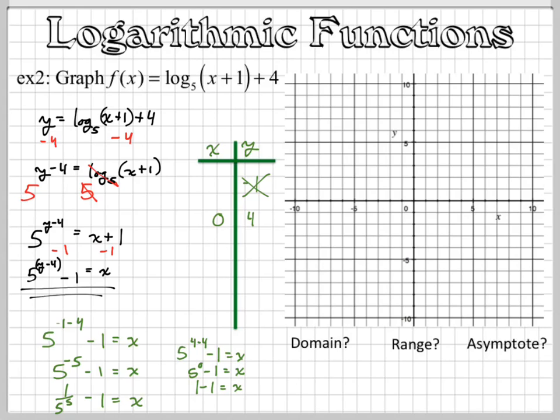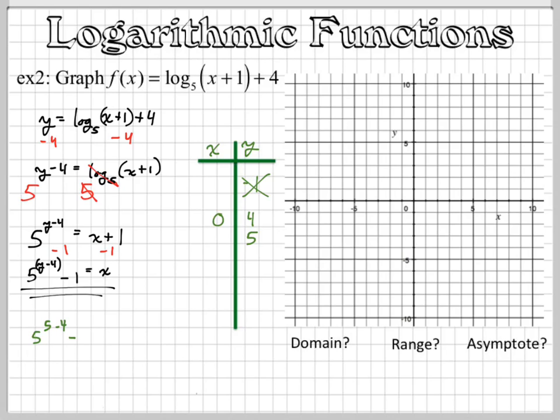Alright, give me another. 5. So I plug in 5. Let's see. Oh, I need more space here. I'll try to do math problems. So I go 5 raised to the 5 minus 4, minus 1 equals x. 5 minus 4 is 1, minus 1 equals x, and so I get 5 minus 1, which equals quattro.